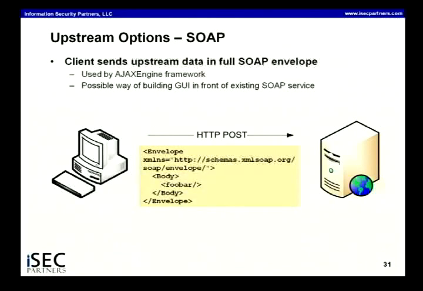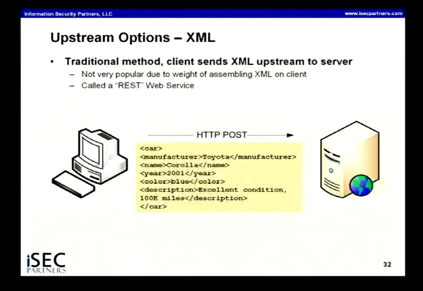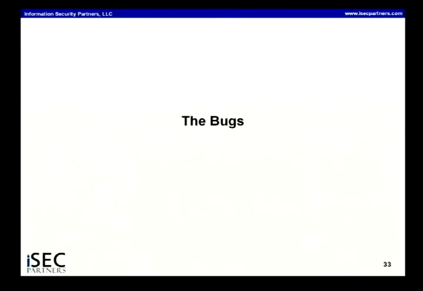SOAP. SOAP is similar to doing XML downstream in that it can be done, and there are some people who do it, but it's pretty heavy, so not many people do it, actually. XML, same thing. Traditional way to do it. When it's done upstream like this, it's called a REST web service, and it's pretty heavy, so there are other ways you'd usually go about doing it. And let's take a look at the fun stuff, the bugs.